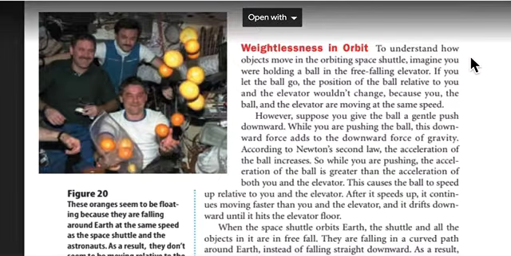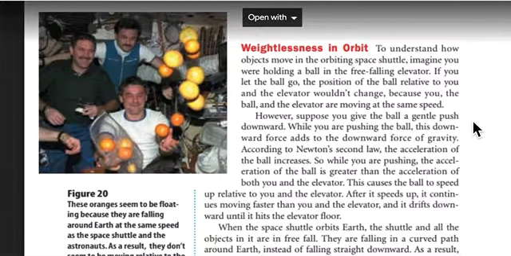Weightlessness in orbit. To understand how objects move in the orbiting space shuttle, or the International Space Station that we have today, imagine you are holding a ball in a free-falling elevator. If you let the ball go, the position of the ball relative to you and the elevator would not change, because you and the ball and the elevator are moving at the same speed.